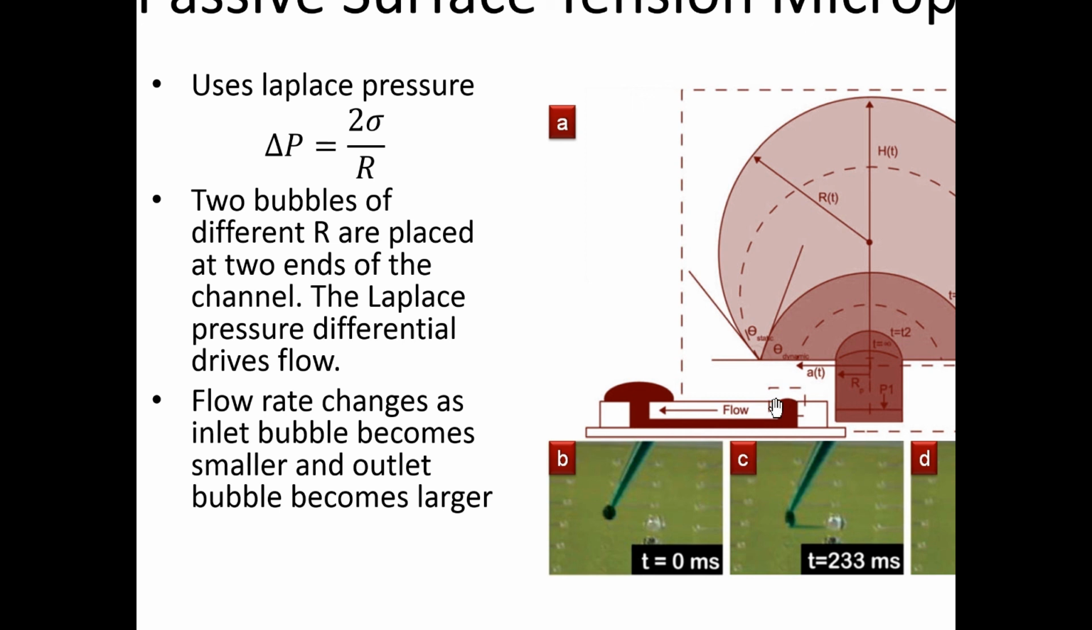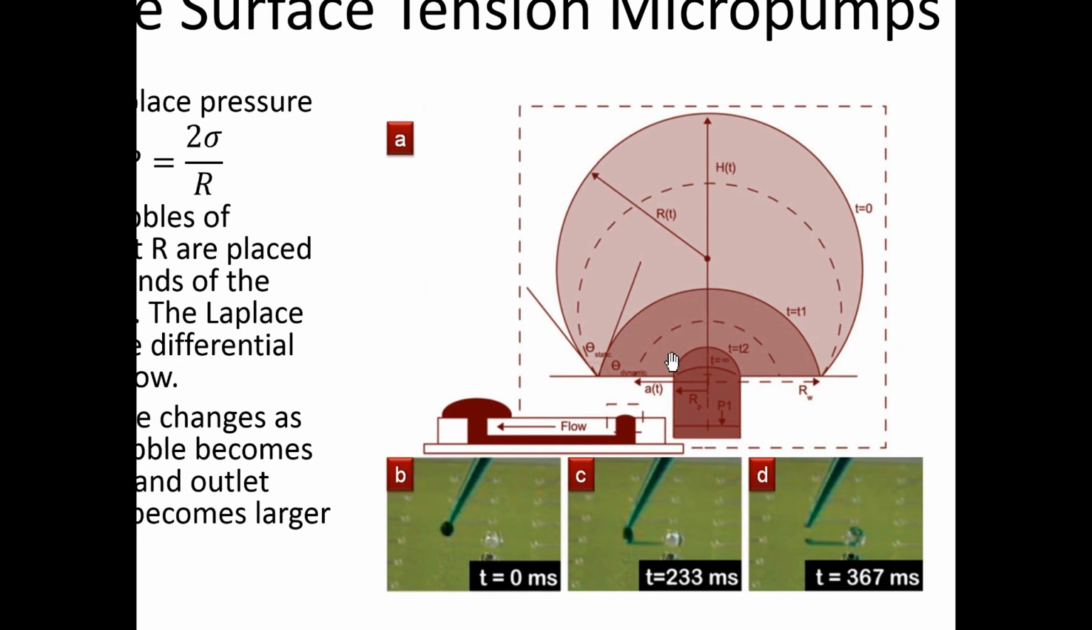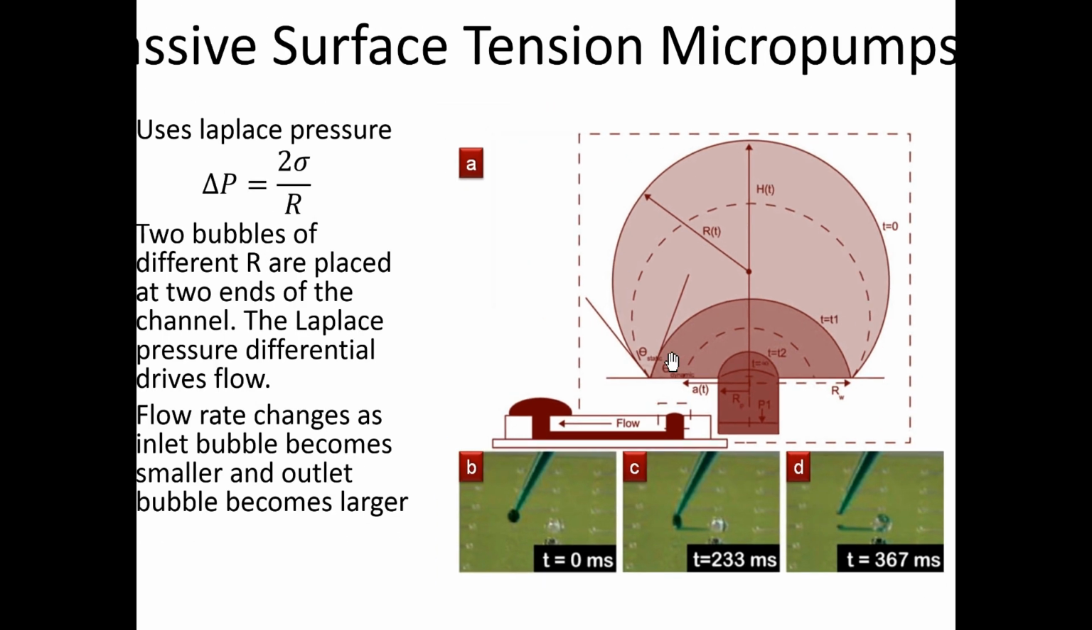And on this one, the radius is going to get larger and larger. So you're going to have less pressure coming from there. So this type of pumping is just based on the fact that the two drops on either side have different Laplace pressures associated with them.